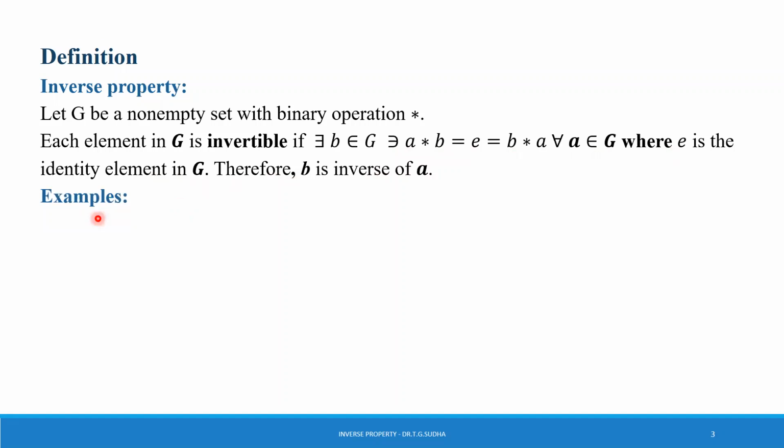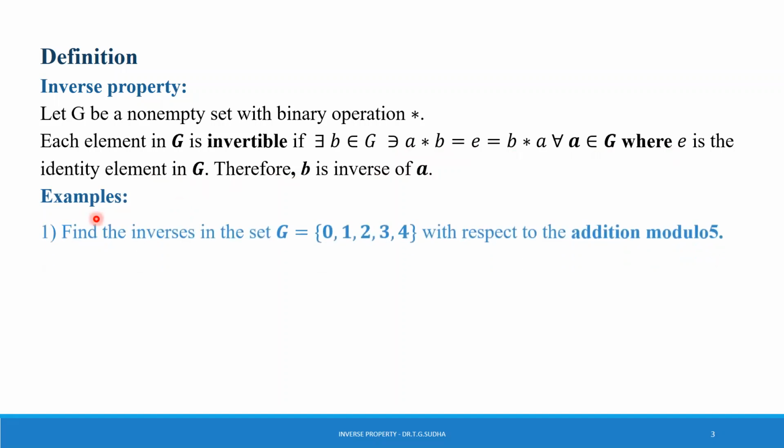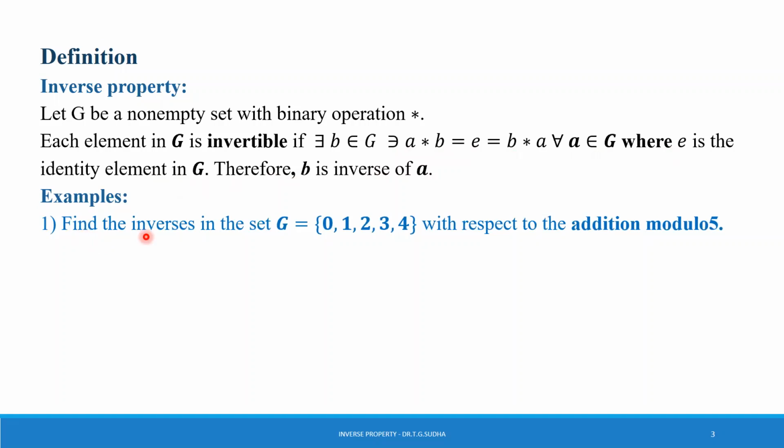So let us see some examples. The first example: find the inverses in the set G equal to {0, 1, 2, 3, 4}, that is Z5, with respect to addition modulo 5. So let us see the solution.